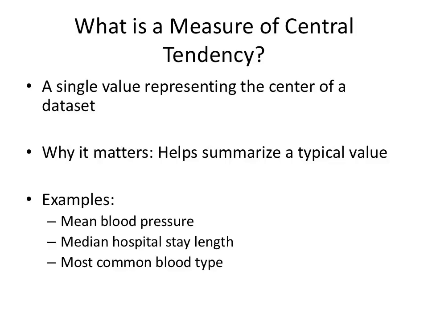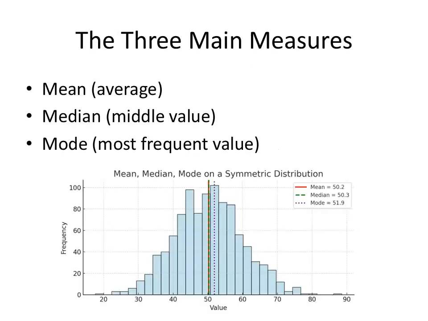In biostatistics, we often summarize data such as blood pressure, hospital stay length, or blood type using these measures. They help us describe data in a simple, understandable way. There are three main measures of central tendency: the mean, which is the arithmetic average; the median, the middle value when data are ordered; and the mode, the most frequent value. Each of these has different strengths and weaknesses, and you'll want to choose the right one depending on your data.